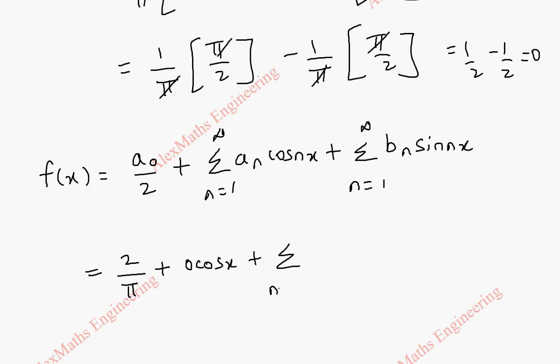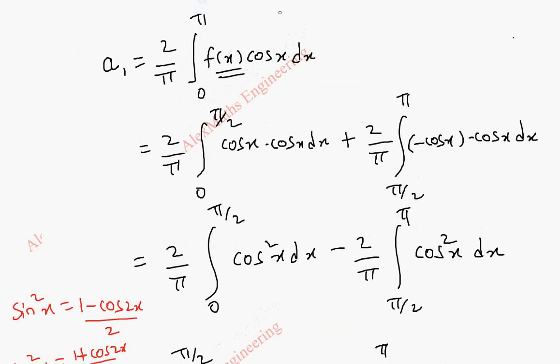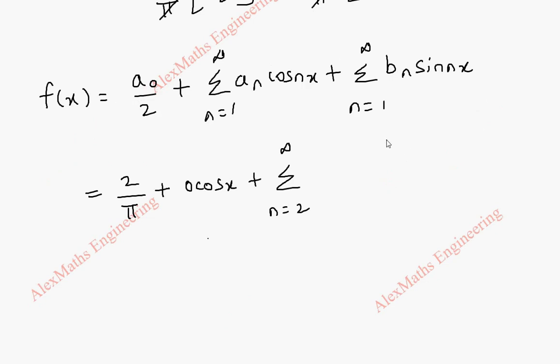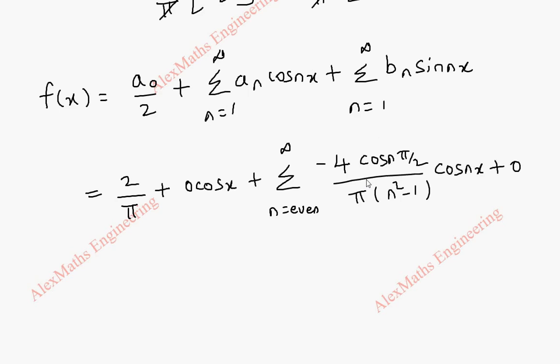Now summation starts from n is equal to 2 till infinity an, and an also we see here it exists only when n is even. So we have to write n is even, then minus 4 cos n pi by 2 by pi into n square minus 1. So let's write it here, and instead of 2 we have to say it is even, and it is minus 4 cos n pi by 2 by pi into n square minus 1 into cos nx, and since bn is 0, the last term is completely 0.